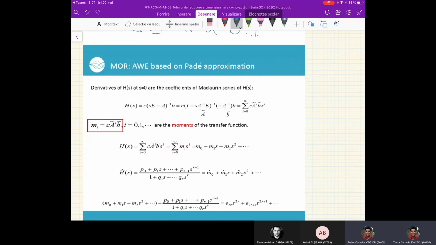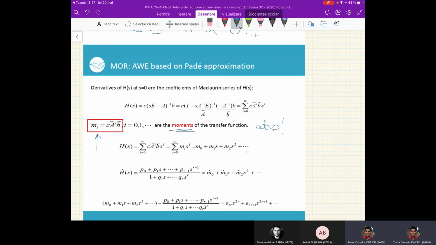And this is how you build it. You have the derivatives at 0, the coefficients, and so on and so forth. These are the moments of the transfer function at 0. Okay? You can easily write your transfer function.